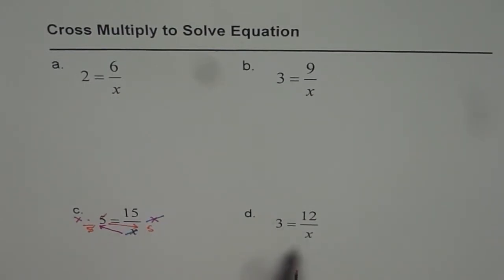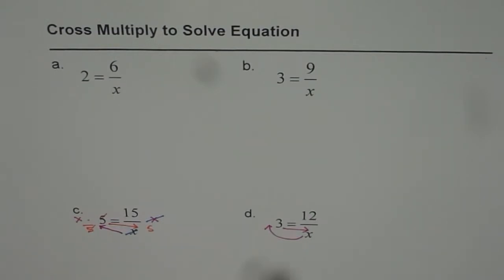So the trick is cross multiply. That means x will move from here to this place, right? And 3 will move from the numerator on the left to the denominator on the right. So we'll get x equals 12 divided by 3, which is 4. So that is how you get the answer, right?